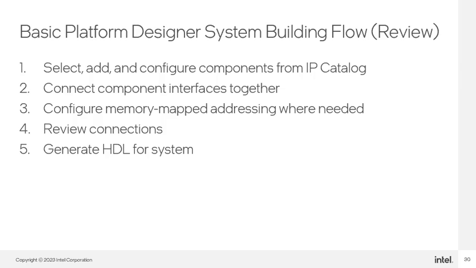So those are the main steps for creating a system design in Platform Designer. To review, select the components you want in your system from the IP catalog and configure them using each component's parameter editor. Use the Platform Designer user interface to connect or export interfaces. Set up host address maps where needed. Review the connections you've made to make sure they are valid and match the design's intended behavior and functionality. And finally, generate Verilog or VHDL files to represent your system for compilation in your Intel Quartus Prime software project.